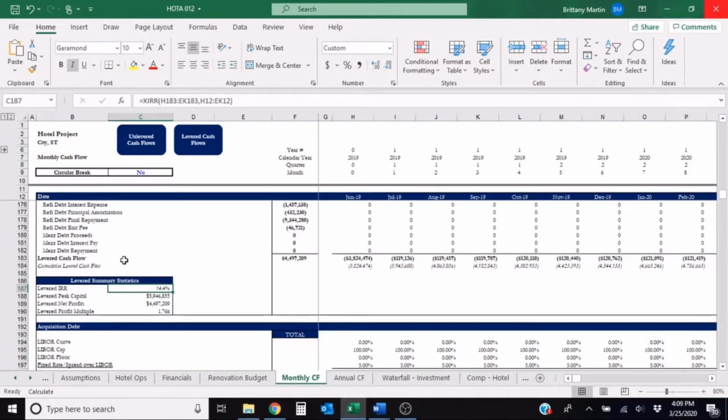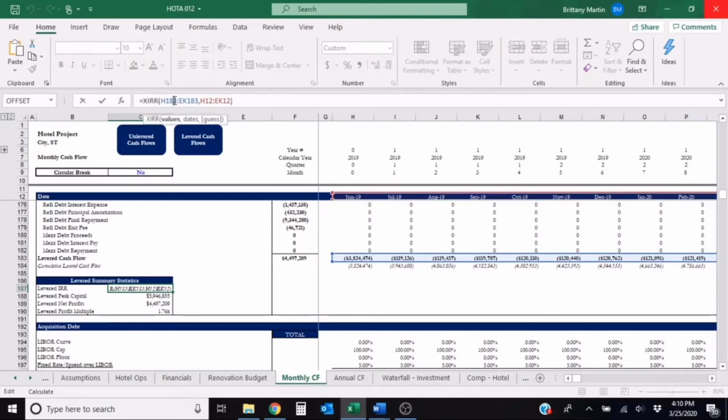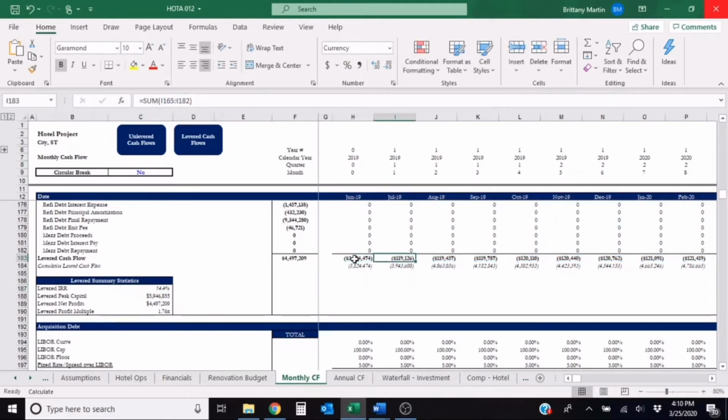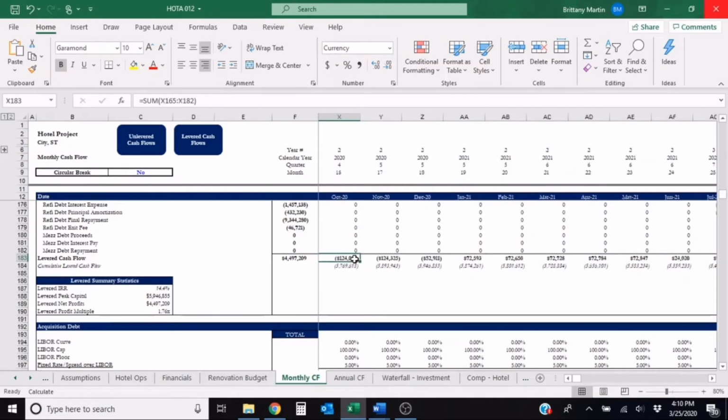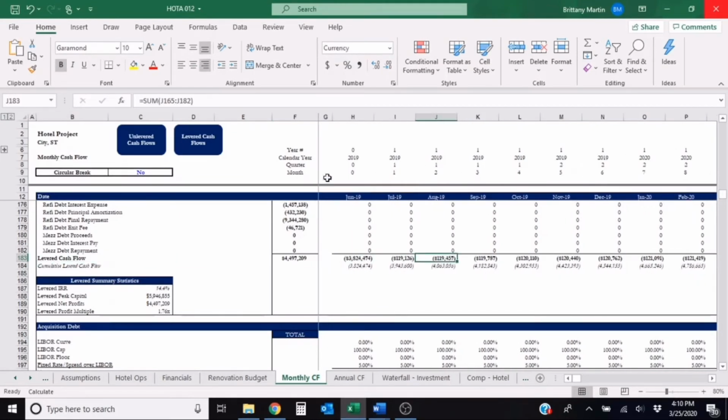So let's show you how this is working in the hotel acquisition model. As you can see in this levered IRR cell in C187, you see a levered IRR of 14.4, and this is using the XIRR formula. So in this calc, there's two different inputs, the values and the dates. The values is taking the levered cash flows, and it's taking the dates in row 12. And for the dates, you should always make sure it's in the date format.